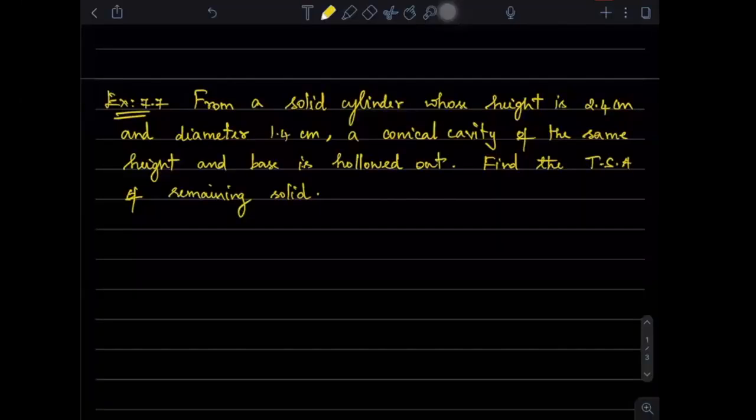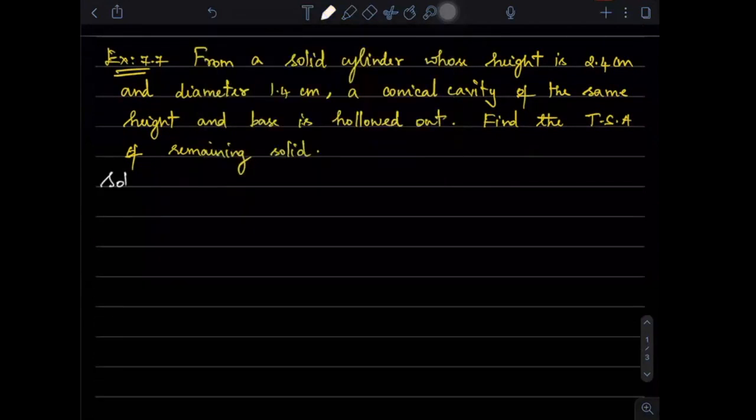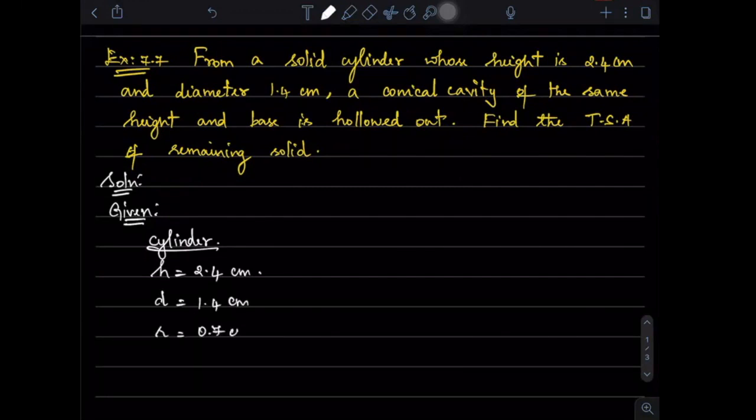Okay, so let's do this problem now. What is there in this question? First, as usual, what are the things we should do now? Given. What are the shapes involved? Cone and a cylinder. Have they given the cylinder dimensions? What is the height of the cylinder? 2.4. What else is given? Diameter is how much? 1.4 centimeter. What is the radius? 0.7.